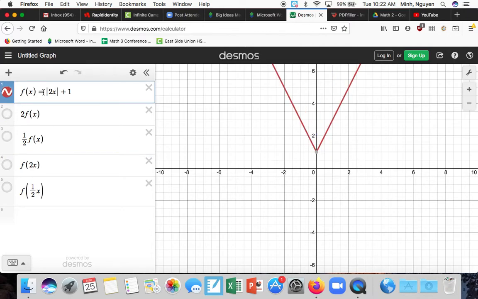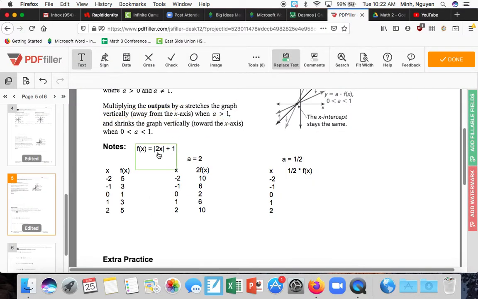So this is our original graph, f of x. Sorry, I didn't even say it in the last part. This is the function I just made up for an example: f of x equals absolute value of 2x plus 1. So I plug in these x values, I get these values for f of x, the output values, and I made a little t-chart. And these are t-charts for a stretch and a shrink.